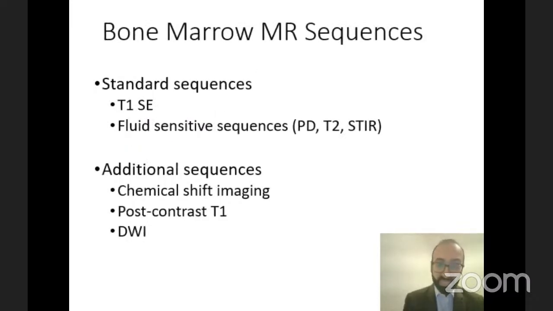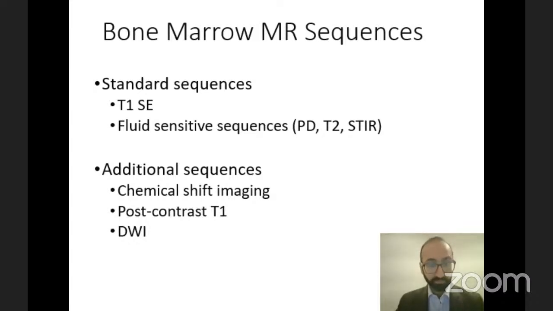Because marrow has fat, T1 sequences are very useful for looking at marrow. And so what are the standard sequences if you're suspicious of marrow-based pathology, whether it's a stress fracture or infection? You want to do some T1 spin echo sequences. And you'll also want some fluid sensitive sequences. So fluid sensitive sequences can either be PD or T2 weighted, but they will have some form of fat suppression.